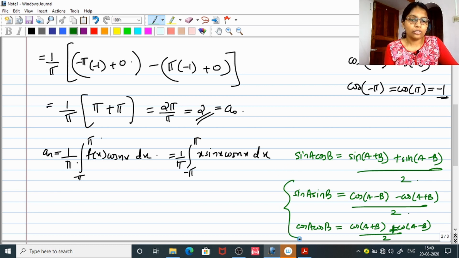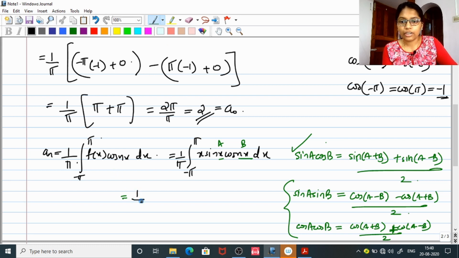I said these two for reference only, because when I speak about sin A cos B, you need to have an idea about sin A sin B and cos A cos B also. For this particular problem, we just need this equation. So here x is in sin x, it is sin A, so x equals A, and in cos nx, cos B, so the B value is nx. Okay. Now substitute the sin x cos nx using this equation.